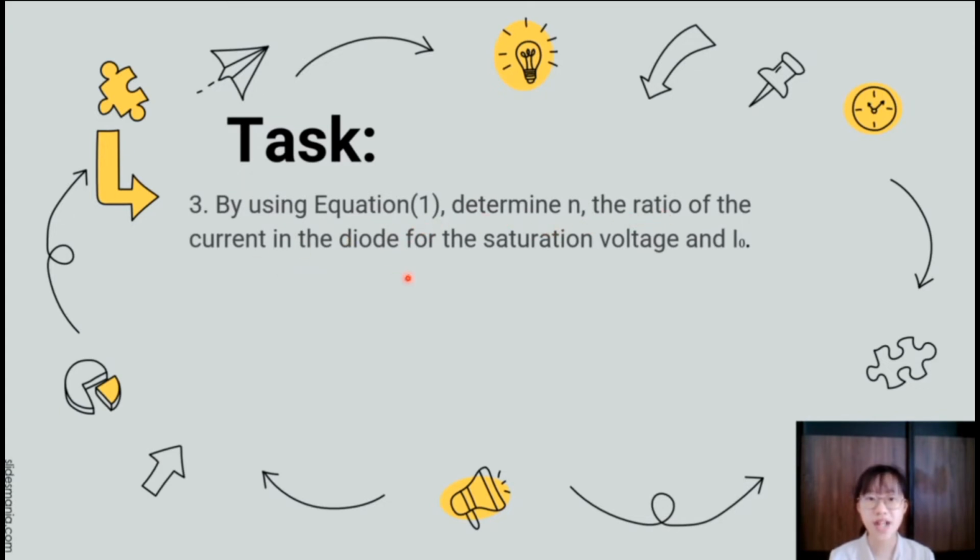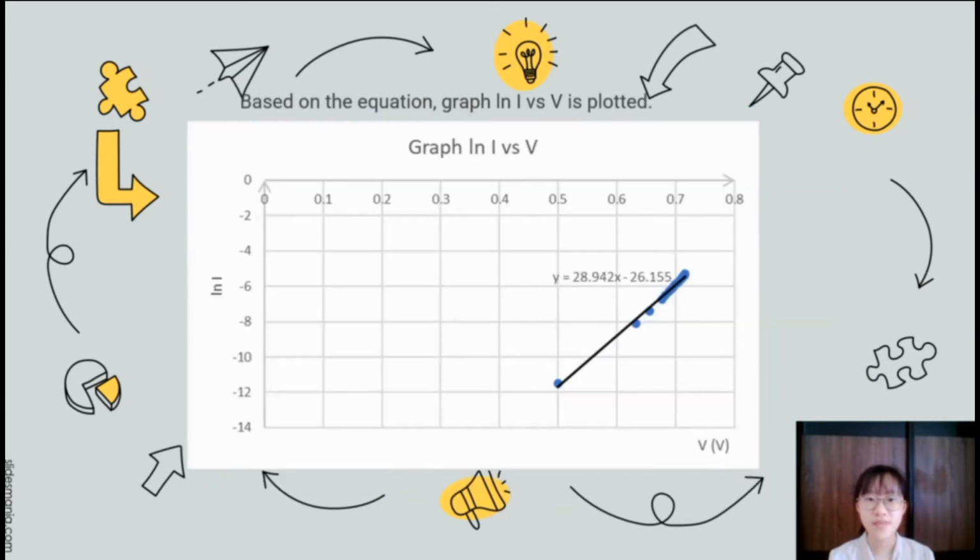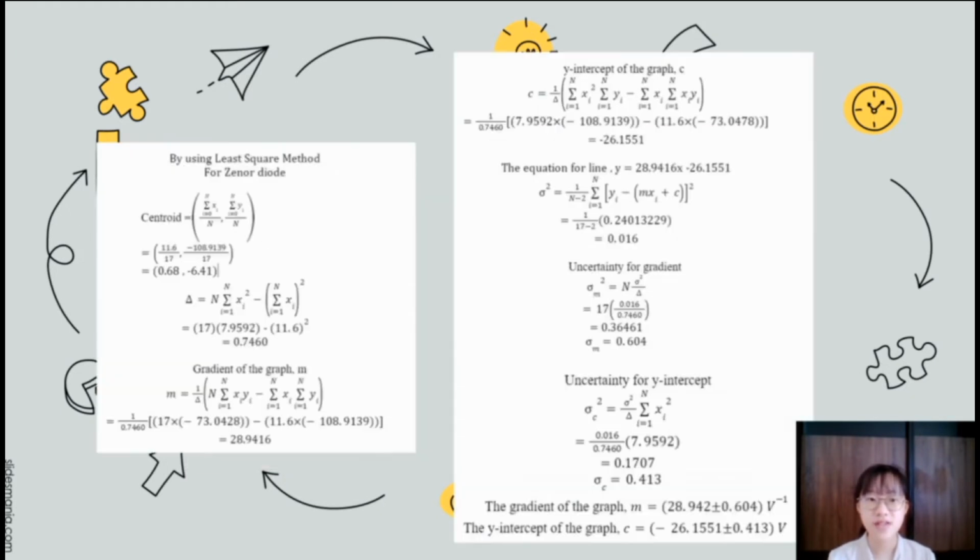By using the equation 1 given in the theory part, we are asked to determine eta, the ratio of the current in the diode for the saturation voltage, and I0, and we use least square method to solve this task. This is the data for diode Zener. Based on the equation, we plot a graph ln I versus V. By using least square method, we find the centroid, and then we get the gradient and the y-intercept of the graph, and also its uncertainty.